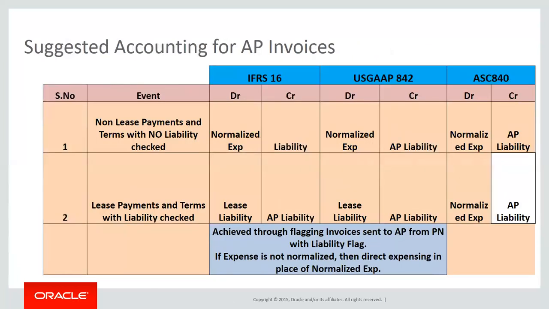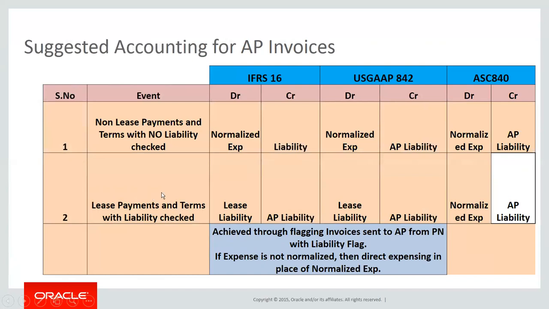Okay. So what happens? What is the accounting that takes place when you do a non-lease payment? When you do a non-lease payment, that means the liability is not checked on it. In that case, based on whether it is a normalized expenditure or non-normalized, you can achieve this accounting. You can still debit your normalized expenditure and credit your liability. Yes, you may want to immediately expense it off. That is also possible under both IFRS and US GAAP.